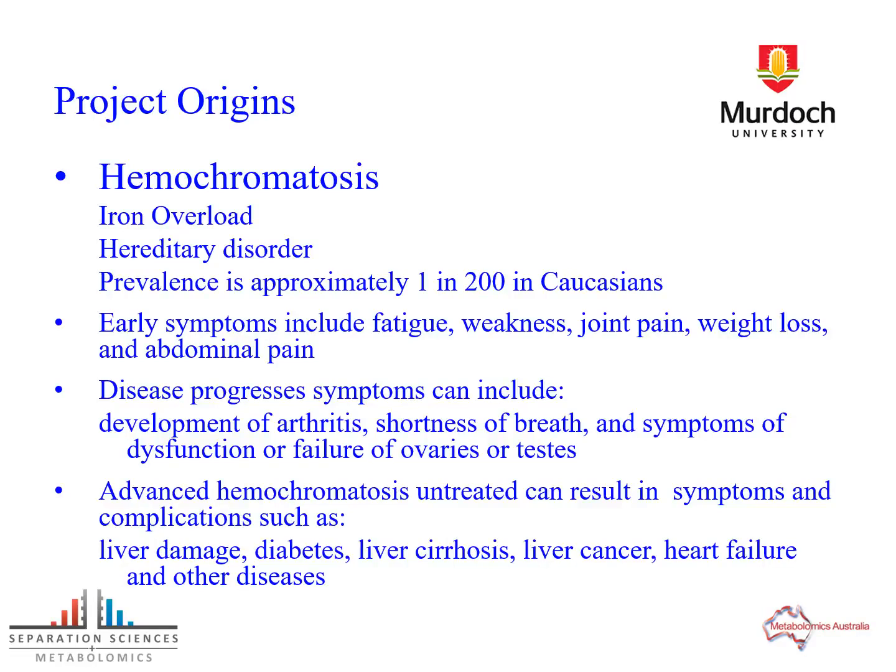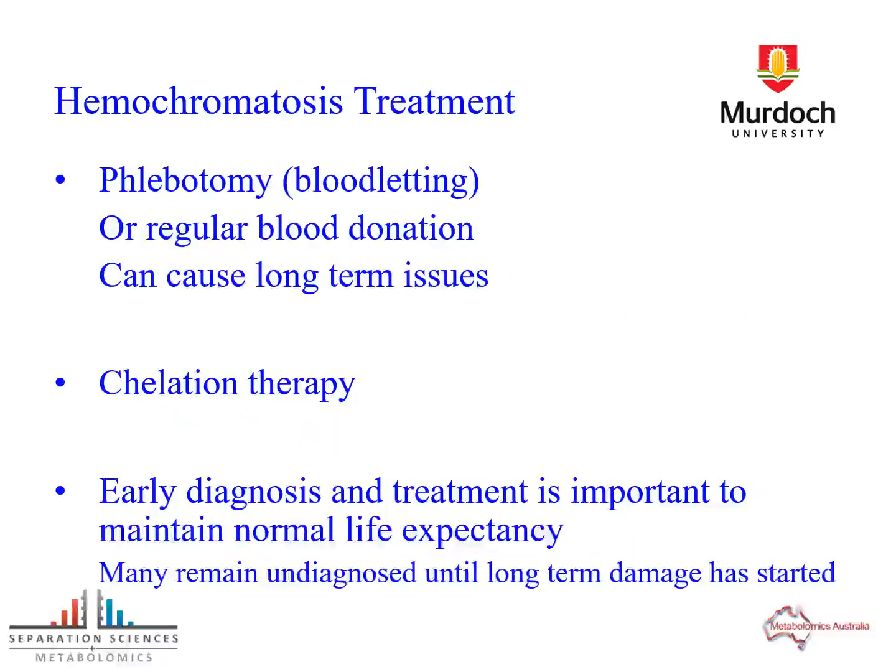Now, as hemochromatosis develops further, if untreated, it can result in symptoms and complications such as liver damage, diabetes, liver cirrhosis, liver cancer, heart failure, and other diseases. So certainly it's important to establish if someone does actually have that genetic disorder that gives rise to hemochromatosis. Now, in terms of treatment, the key treatment is phlebotomy, bloodletting.